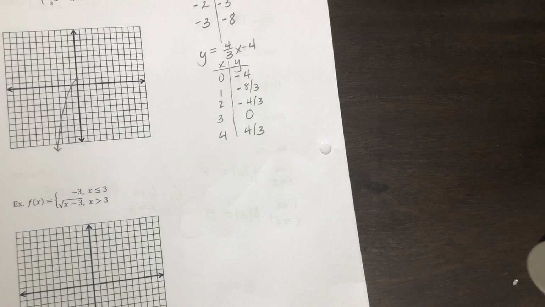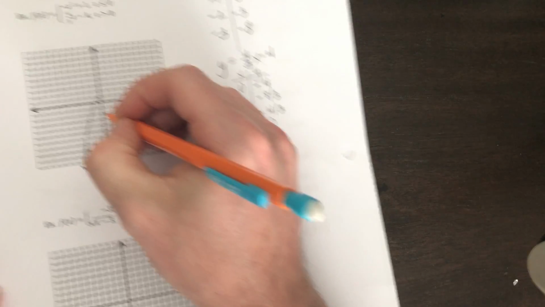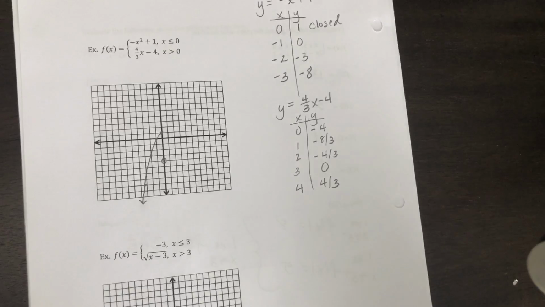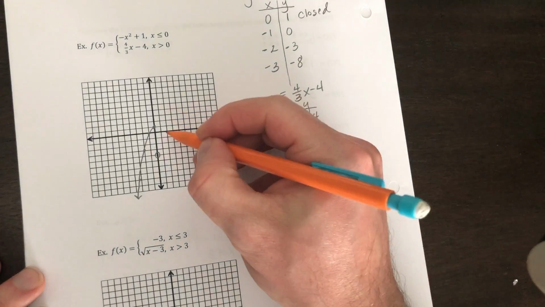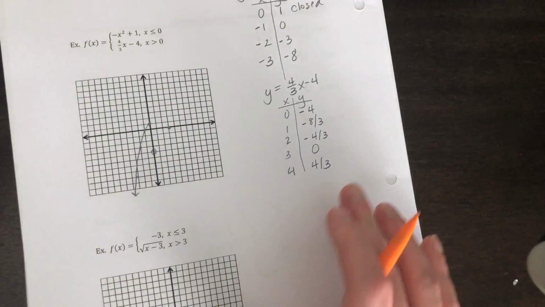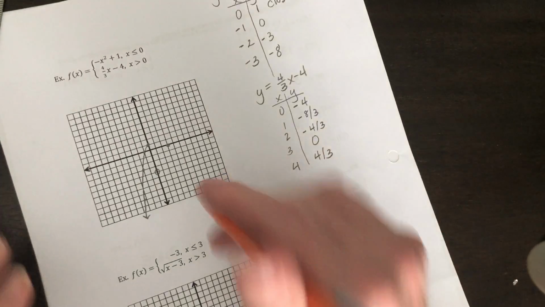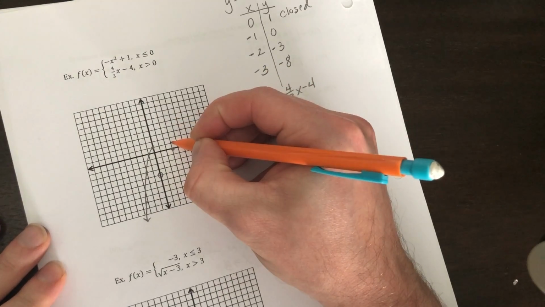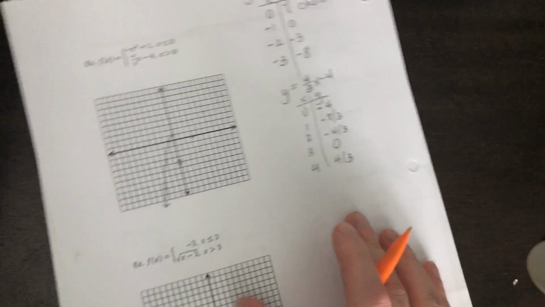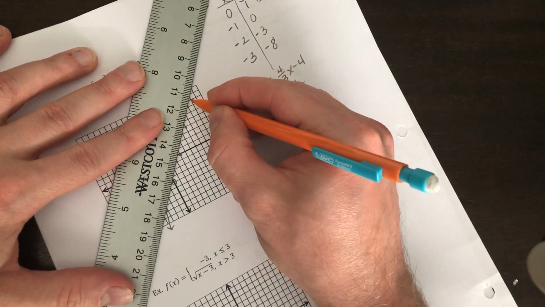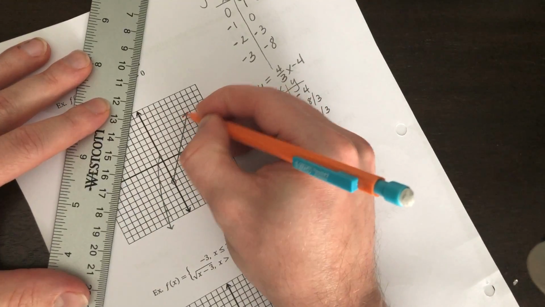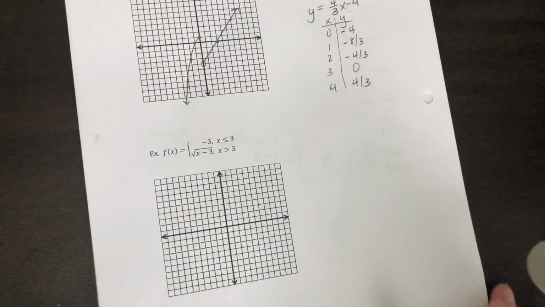Okay, so we're going to plot those points. So 0, negative 4 is down here. I'm going to plot this point 3, 0. And I'm just going to draw my straight line. I'll get one more point just to make it nice and neat, up 4 and over 3, like that. And that's what our graph looks like.